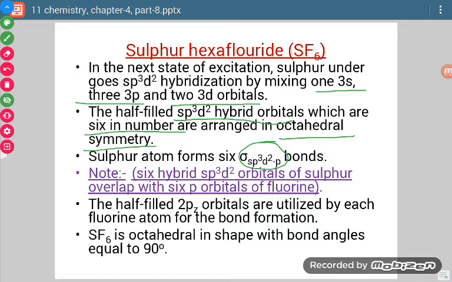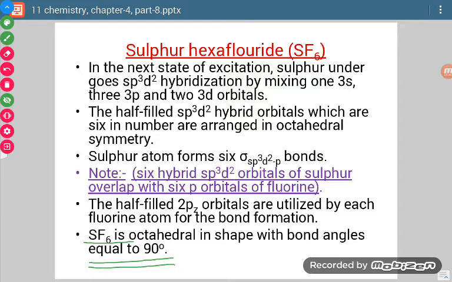This sigma bond is between the sp3d2 orbital of S and the p orbital of F. When 6 F atoms come, they will have an unpaired electron in their p orbital. That orbital will combine with the hybridized orbitals, which are sp3d2, and then there will be formation of 6 sigma bonds. The bond angles in this case will be 90 degrees.